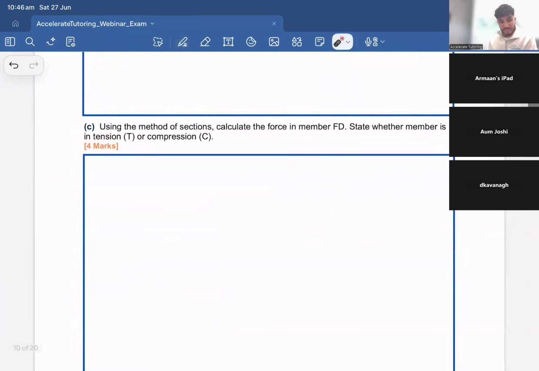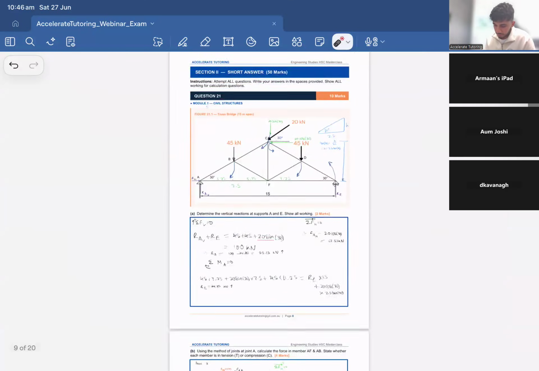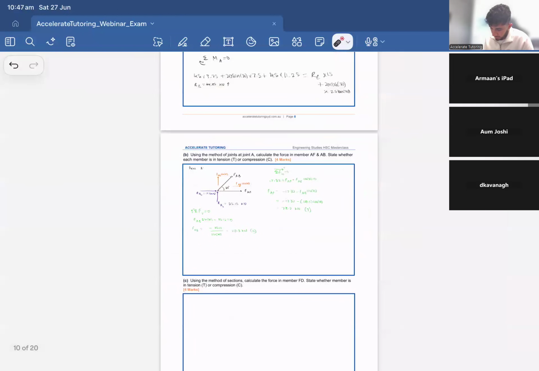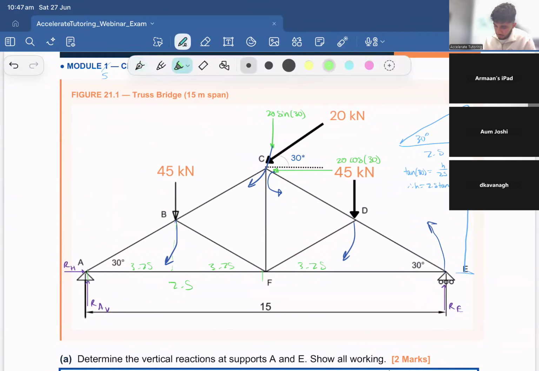Now we're doing method of sections, which is the other way to figure out forces of a member. To find the force in member FD, say whether the member is in tension or in compression. So looking at this diagram, we want to find it in member FD. That's this member over here.